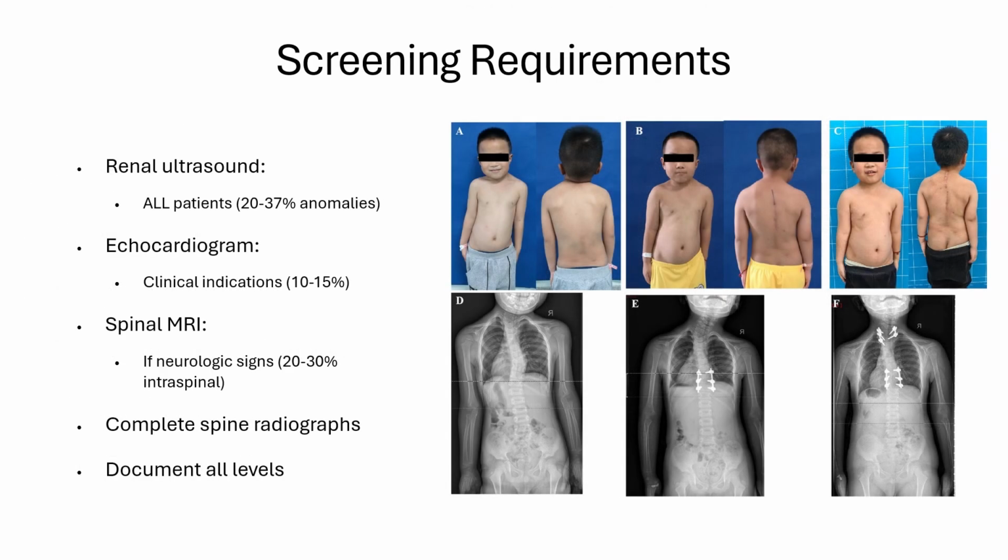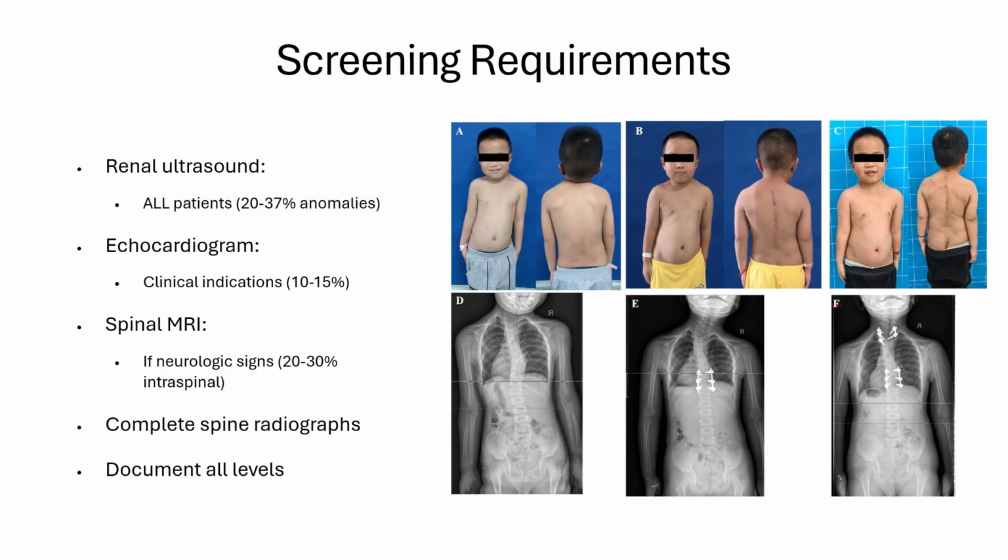The screening requirements for babies with congenital spinal anomalies reflect the high likelihood of associated abnormalities in other organ systems. These protocols have evolved based on decades of clinical experience that demonstrate predictable patterns of associated conditions, making systematic evaluation essential for optimal patient care.